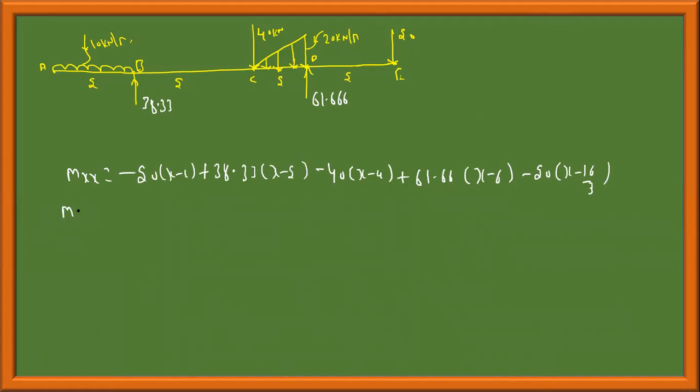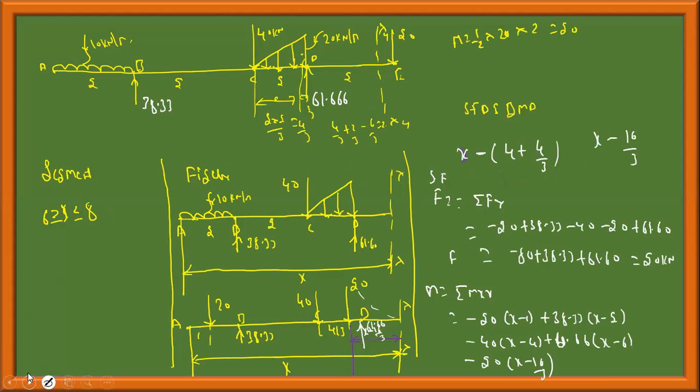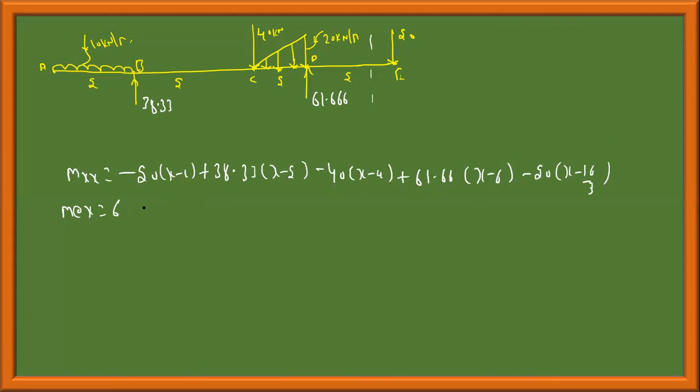M at x, this is where I have passed the section, and the segment is 6 to 8. M at x equal to 6 is equal to minus 20 into 5 plus 38.33 into 6 minus 2, which is 4, minus 40 into 2, this is 0 plus 0, minus 20 into 6 minus 16 by 3. Can you tell me this value?